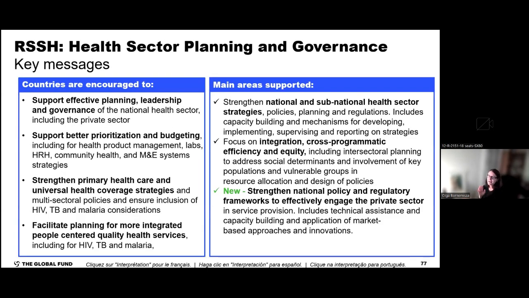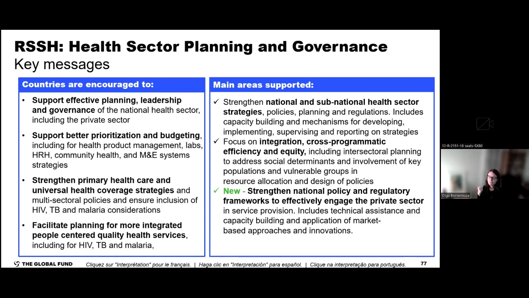So what I'm going to do for the next 8 slides is talk you through the 8 main areas. It's going to be quite quick. I won't talk to the right-hand side of the areas supported because of time. So I'm just going to focus on the left-hand side, but please read what I say on the right-hand side too. Okay, so the first thing that we have put in the information note is health sector planning and governance. And we put that first because it's so fundamental to the way that health systems function. So we really want to encourage countries to support this in 4 areas.